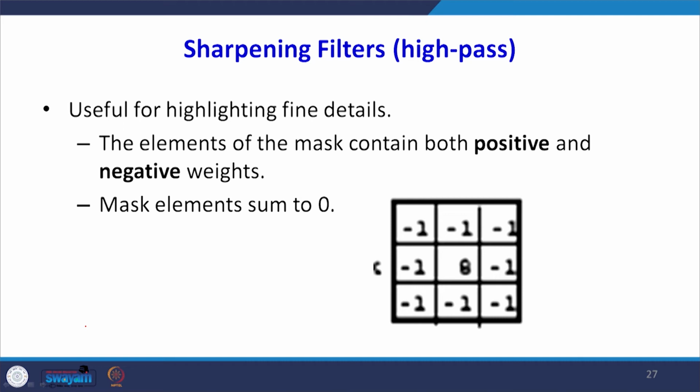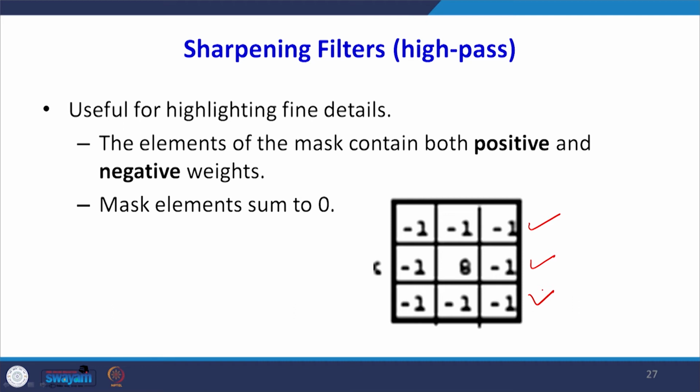As you can see in the 3 by 3 element, in the first row all the elements are minus 1. Then in the second row the middle element is 8 and all other elements are minus 1, and in the third row all the elements are minus 1. If I add all the elements together, in the periphery I have all minus 1, in the center I have 8, so the sum will be equal to 0.